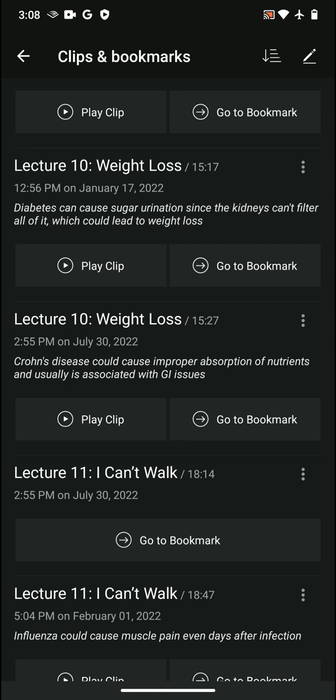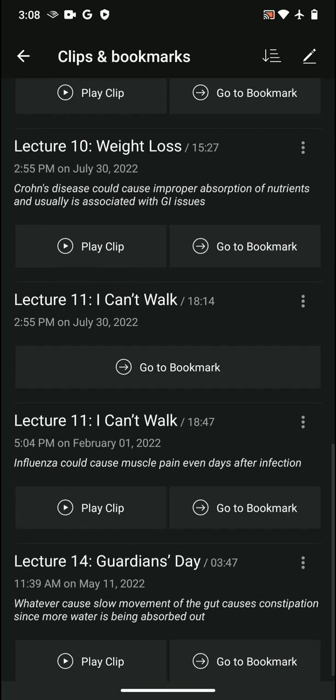Diabetes can cause sugar urination since the kidneys can't filter all of it, which could lead to weight loss. That's one of the problems with diabetes. There's some weight loss going on because of sugar urination.